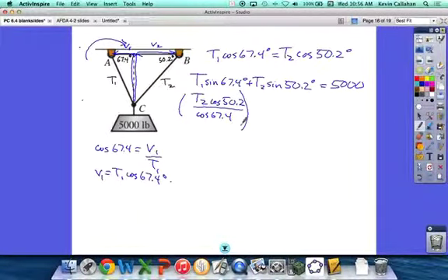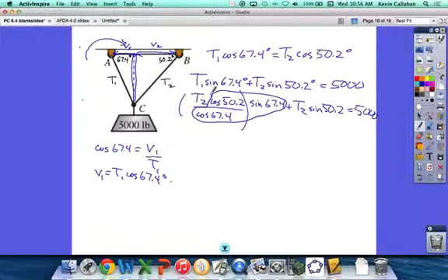And all of that is times sine of 67.4 plus T2 sine of 50.2 equals 5,000. Okay, now we have one equation and one variable. And let's just turn all this into numbers. I'm going to go ahead and calculate all this here as a decimal.